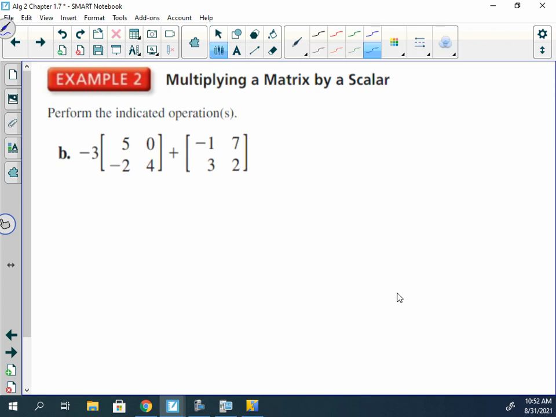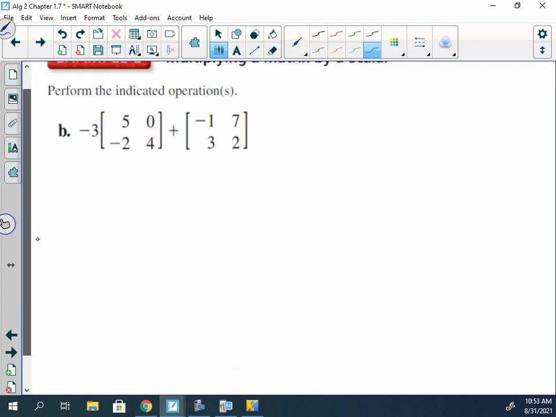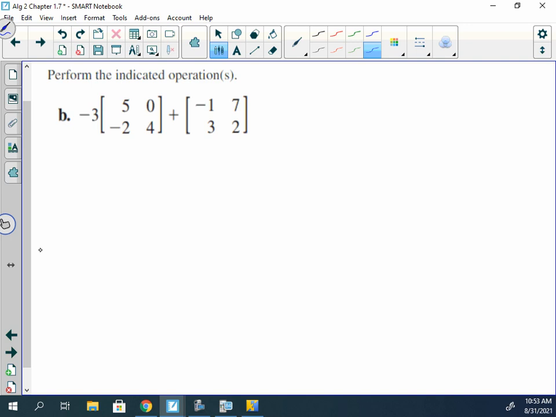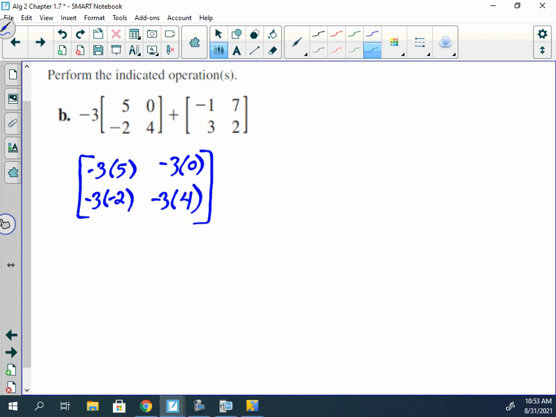Now we can also use those scalars with addition and subtraction, so we can combine the two. We'd want to do the scalar multiplication first, before we do any addition or subtraction. So here we're going to multiply through by -3. So we'll have -3 times 5 and -3 times 0. Then we'd have -3 times -2 and -3 times 4, plus our other matrix.